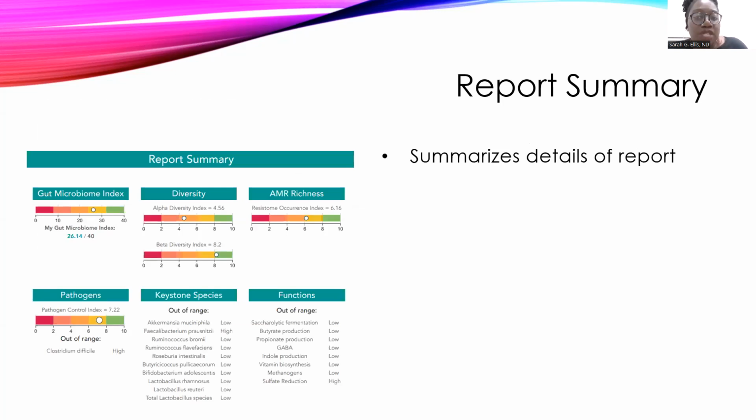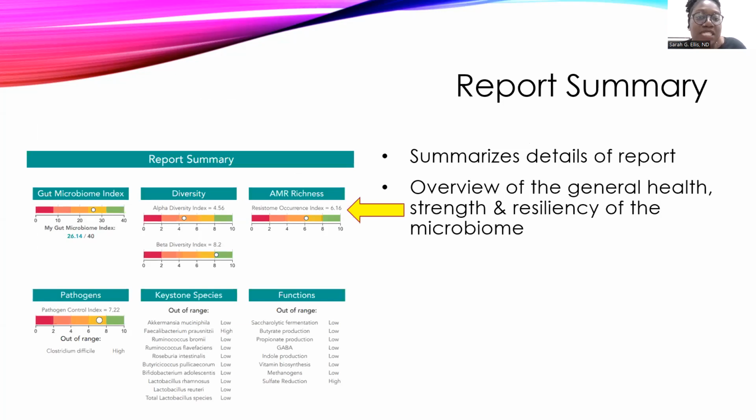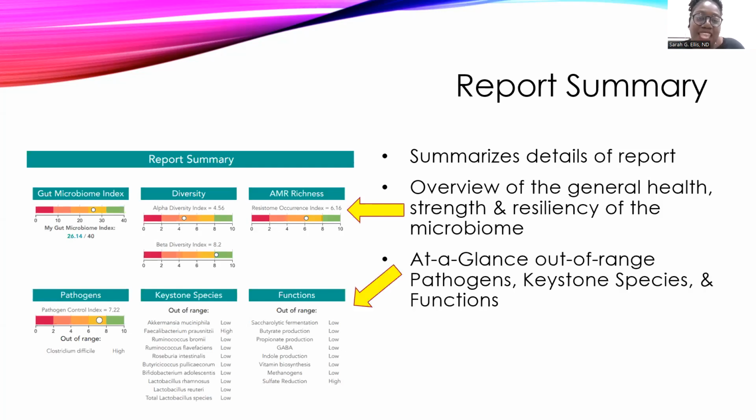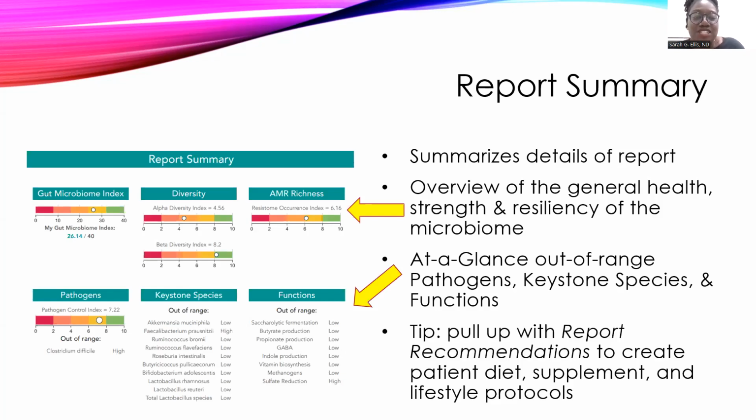So let's discuss the report summary. This is important because it gives us an overall score. You get a score of 40. That's a combination or a sum of these indices mentioned here. It summarizes the details of the report. It provides an overview of the general health, strength, and resiliency of the microbiome. The at-a-glance out-of-range pathogens, keystones, and functions are all here so you can see how your patient's microbiome has been impacted by different dysbiosis factors.